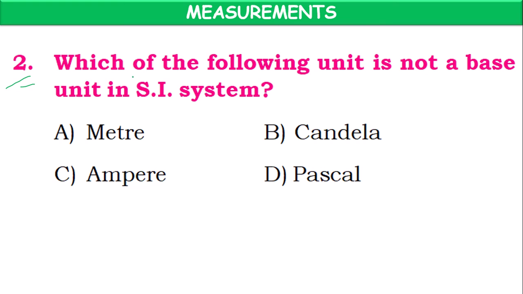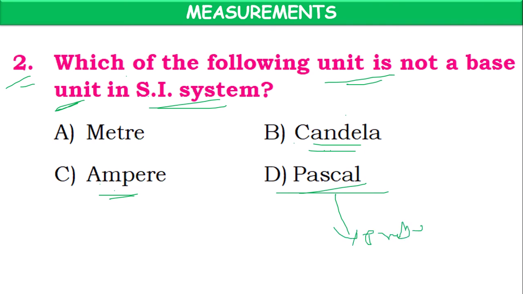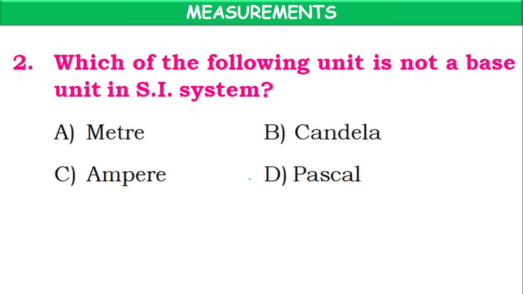Second question. Which of the following units is not a base unit in the SI system? The SI system consists of 7 quantities. Meter is a part of the SI system. Candela, luminous intensity is measured in candela, it's a part of the SI system. Ampere, current, part of the SI system. Pascal, which is the unit of pressure, is not a part of the SI base units. So the answer: Pascal is not a base unit in the SI system. Option D is correct.